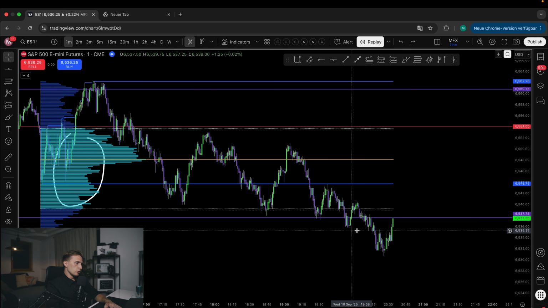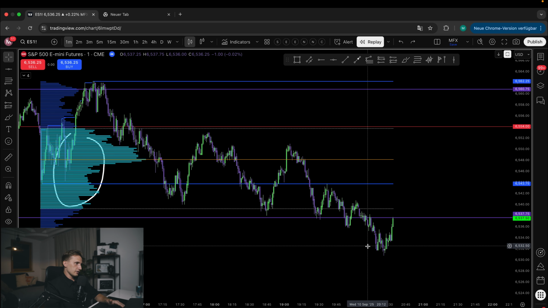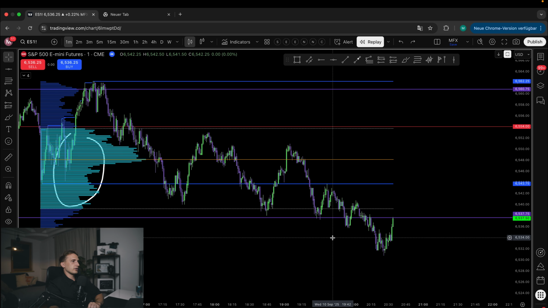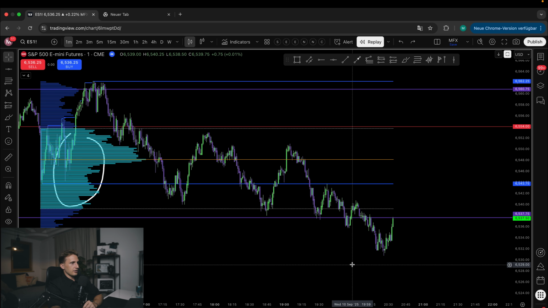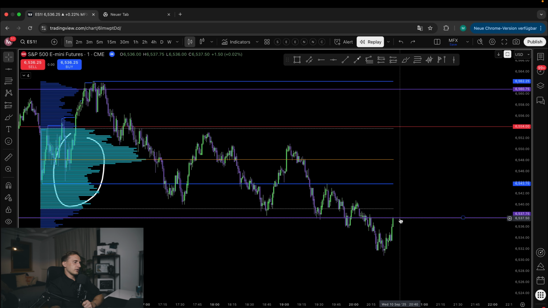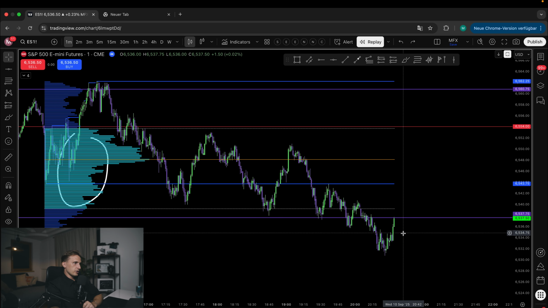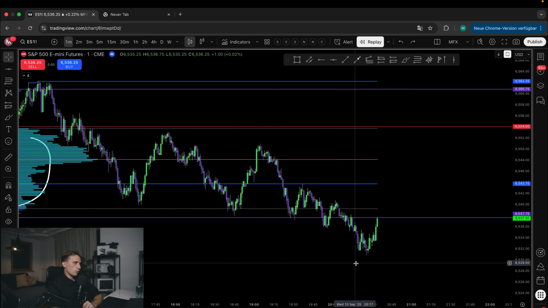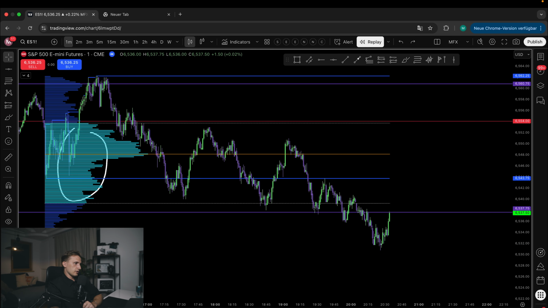And as well, you need to look at delta, guys. You need to look at delta and footprint. I highly recommend you look at footprint and delta and volume profile, and you have such a powerful system. So right now here you can see we retest the value area low. So this right here would be a no-brainer to sell.